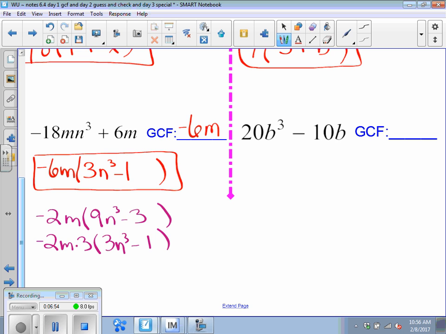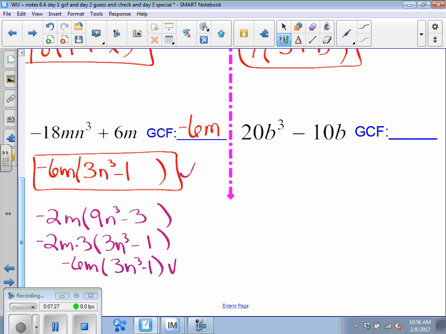So what I have out here, I can multiply the negative 2 times 3. It gives me negative 6m times 3n to the third minus 1. So I will still end up with the same answer. It just took me an extra step to get there because I didn't factor out the biggest thing. You understand? This is the same thing as that. It is just more work. Okay? So you want to work smarter, not harder. So you want to make sure you take out the largest number that can be divided into both numbers.